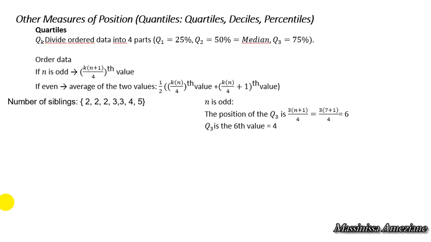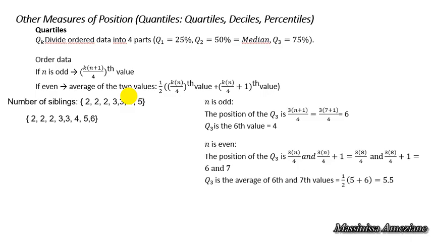Now let's see how to find Q3. For Q3 it is exactly the same thing as we did with Q1. The only thing that changed is that K here is 3. In case we have an odd number like this, with 7 observations, the position is directly 7 plus 1 times 3 divided by 4, and we get 6. So Q3 is in the 6th position. We count until 6, and this is the value of Q3, which is 4.